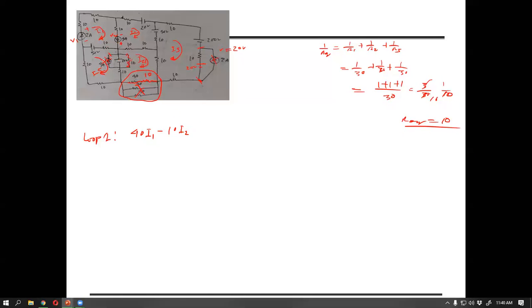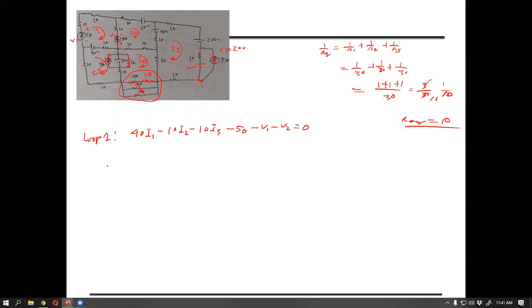Minus 10 I5. Okay, these are finished, then voltage. Quick, what voltage is there, what do you think? Minus. This goes from minus to plus, so minus 50. Another voltage, this also goes minus to plus, so minus V1, minus V2. V2 is equal to 0. Okay, good. Then another person.